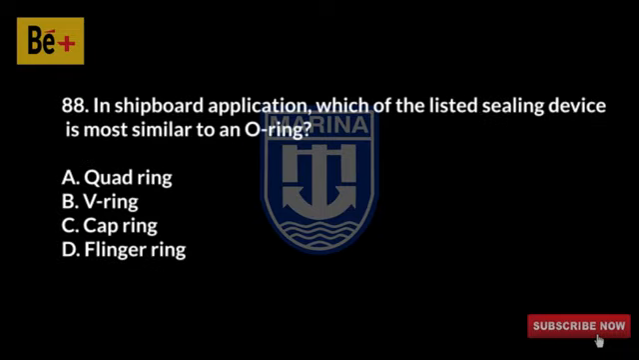In shipboard application, which of the listed sealing devices is most similar to an O-ring? A. Quad ring. B. V-ring. C. Cap ring. D. Flinger ring. The answer is A. Quad ring.